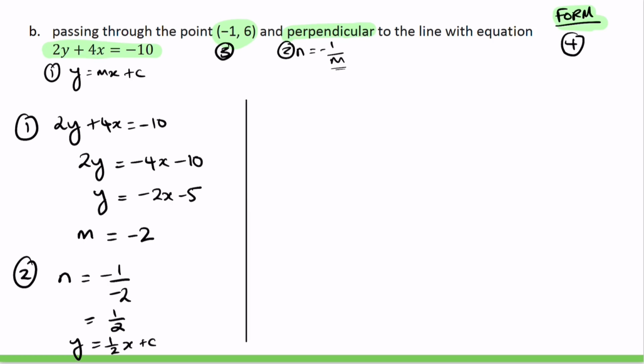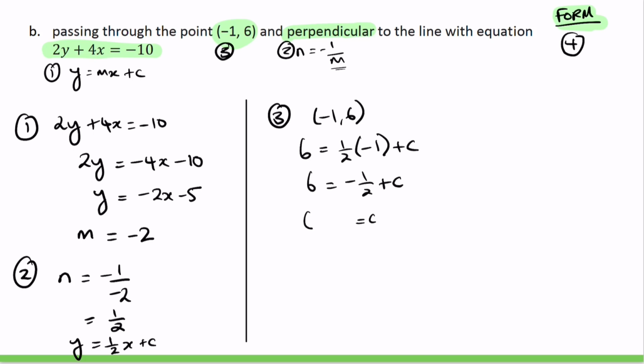So far my equation is y equals 1/2 x plus c. From there, I'm going to sub in my other point, which is (-1, 6). I can substitute that into this equation. So that'll be 6 equals a half times -1 plus c. That way I can solve for c. First of all, that's going to be -1/2 plus c. When I take that over, that'll be 6 plus a half. 2 times 6 is 12 plus 1, so that'll be 13 on 2 is equal to c. So my equation is going to be y equals a half x plus 13 on 2.